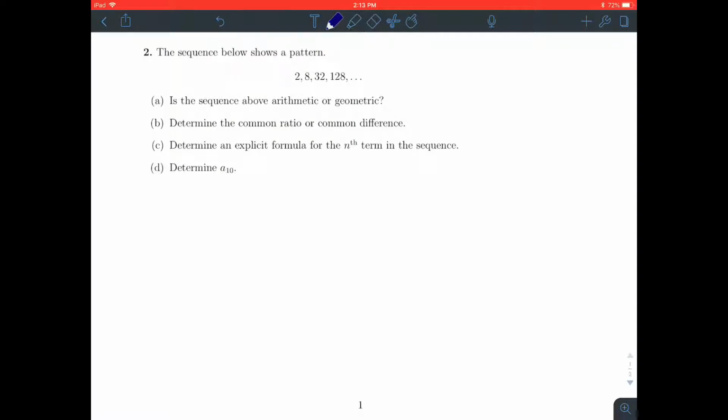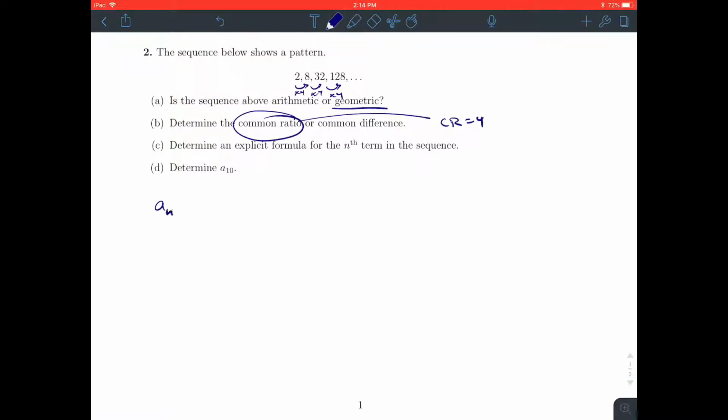Is it arithmetic or geometric? It is geometric this time because the pattern is times 4. Determine the common ratio or common difference. Because it's geometric, we're going to have a common ratio of 4. Determine an explicit formula for the nth term in the sequence.